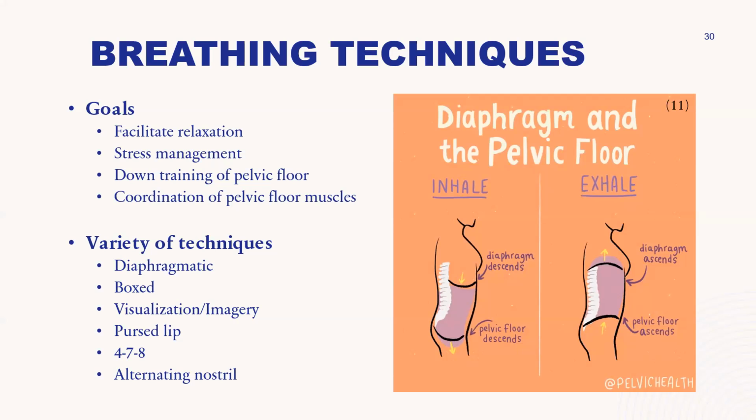We talked about box breathing. It's a way to do your breathing in a sequence, so think of a square. You inhale for 4 seconds, then hold that for 4 seconds, and relax for 4 seconds. We also do visualization and guided imagery, pursed lip breathing, and the 4-7-8.